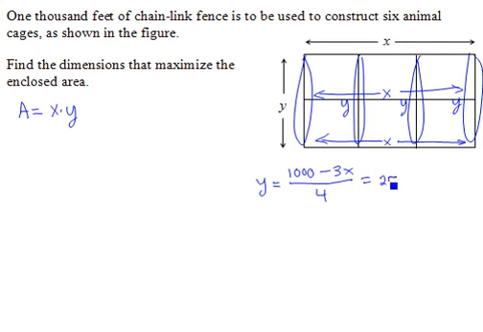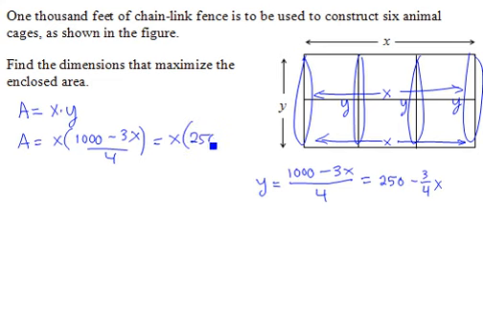Simplifying that gives us 250 minus 3/4 x. So now we have an expression for y in terms of x, and we can go back to our area function and get an area function that is only expressed in terms of x. We have x times y, but we have an expression for y that's 1,000 minus 3x over 4, and of course we simplified that to x times 250 minus 3/4 x.